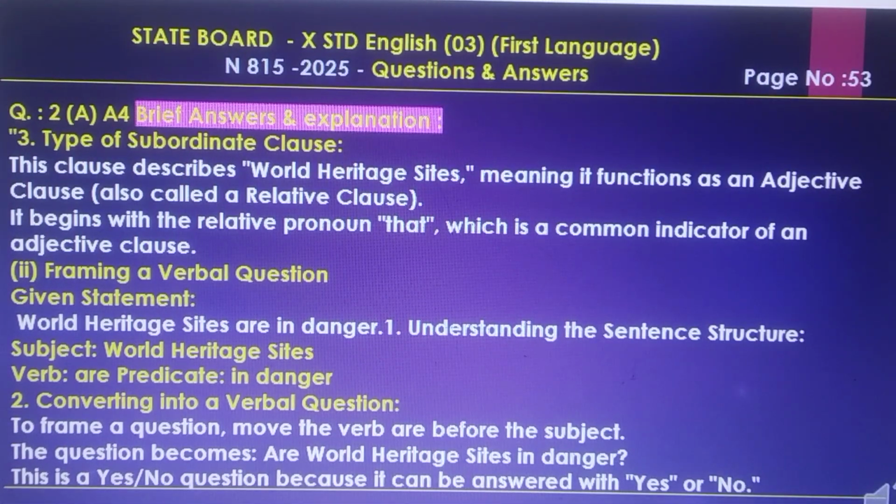Framing verbal questions. The sentence is: the World Heritage Sites are in danger. Understanding the sentence structure, the subject is World Heritage Sites and the verb or predicate is in danger. Converting into a verbal question: to frame the question, move the verb before the subject. The question becomes: are World Heritage Sites in danger? This is a yes or no question because it can be answered with yes or no.